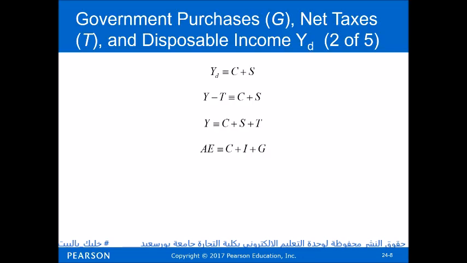Here we show some algebraic relations. So we start with the first equation. Disposable income, Y sub D, or YD for short, equals C plus S.